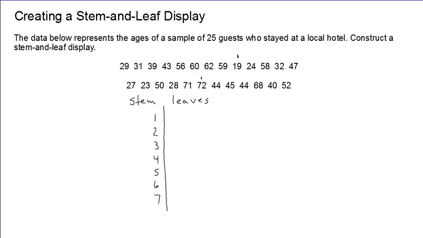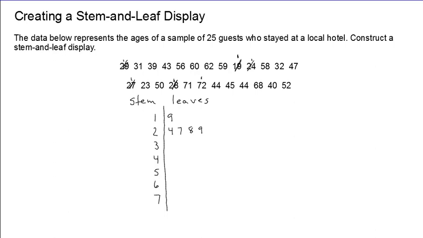First off, the value 19. This is the only value we have in the tens, so I am going to write a 9 right here. And then in the 20s, I have the following values. I have 29, and I see a 24, and then a 27, and a 28, and that looks like everything. So I am going to put the leaves in number order. I've got 24, then 27, 28, and finally 29. So those are my leaves for this problem.